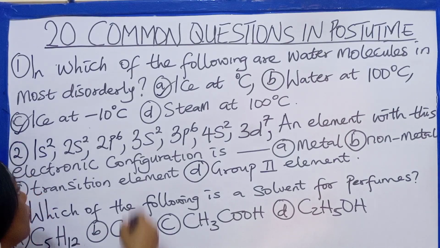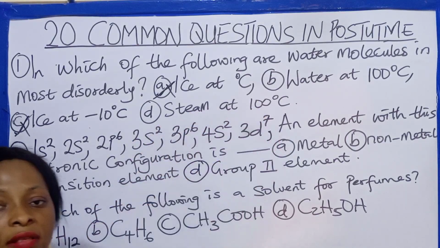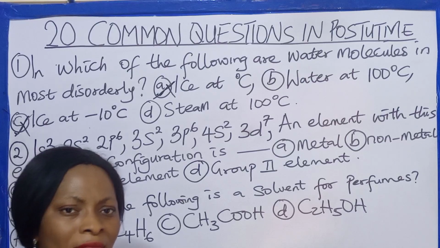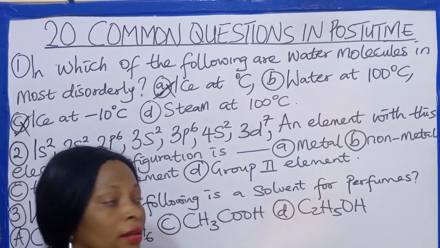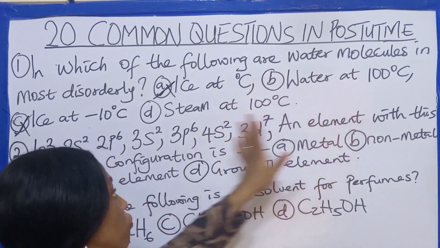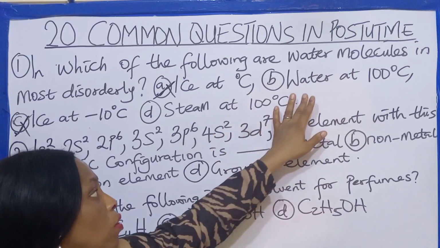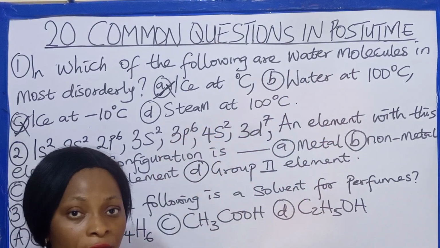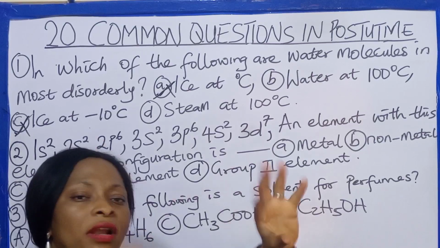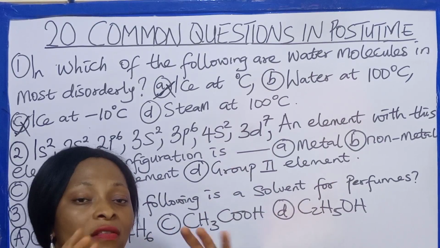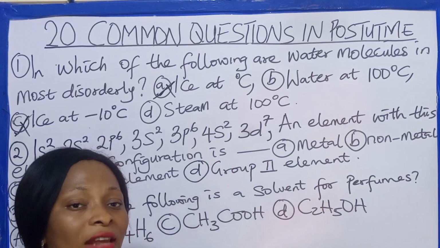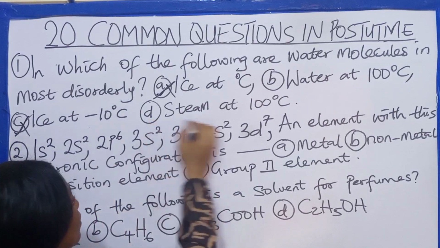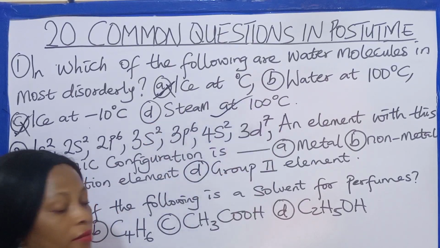Are we together? Steam at 100 degrees Celsius. Steam, that is boiling water. Now, what's the difference between water at 100 degrees and steam at 100 degrees? Water at 100 degrees is not the same as steam at 100 degrees. So with steam, the water molecules are boiling, and as such, they are in disorderly motion. So the correct answer to this question is this.